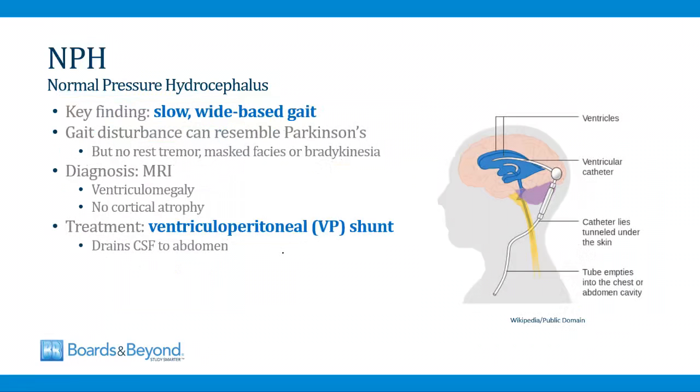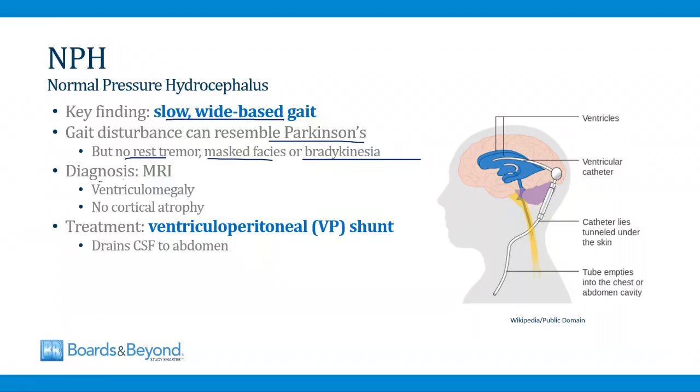The way NPH can be distinguished from other forms of dementia is by the findings of urinary incontinence and the abnormal gait. And the key finding in terms of gait is a slow, wide-based gait. It shares some resemblance with the gait of patients with Parkinson's disease, but unlike Parkinson's, NPH does not involve a resting tremor, masked facies, or bradykinesia, all the other usual elements of Parkinson's disease.